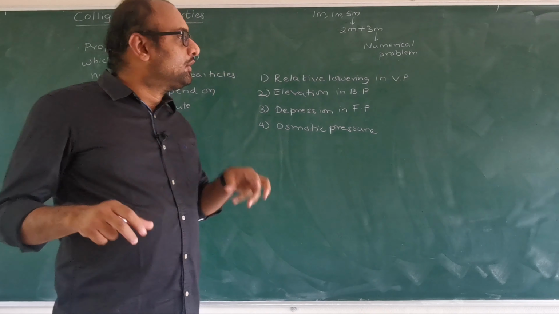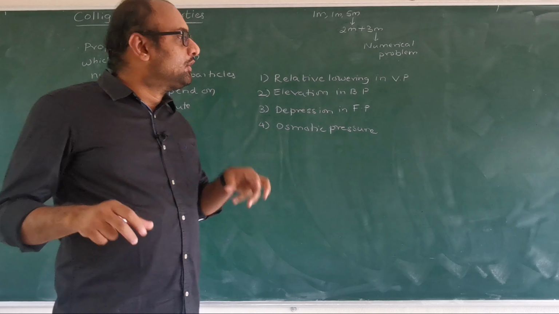So, according to Dalton's law, we have P is equal to Pa plus Pb. But here, the vapor pressure of solute is non-existent. It is very negligible. Hence, we will not consider Pb. We will only consider Pa. So, for this solution, the total vapor pressure of the solution is equal to the vapor pressure of the solvent in solution.